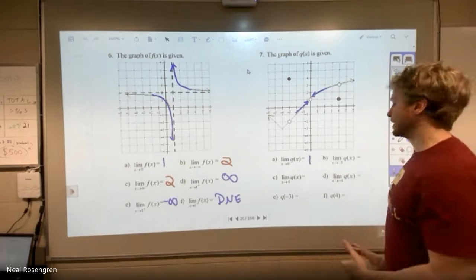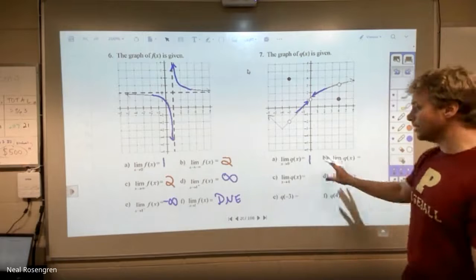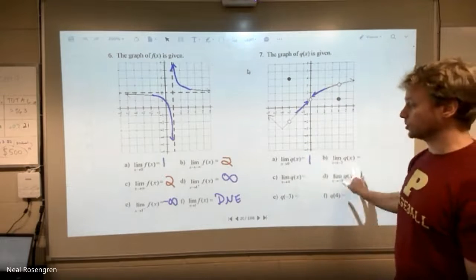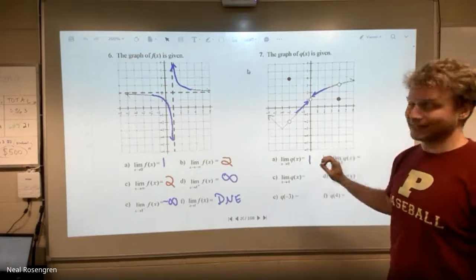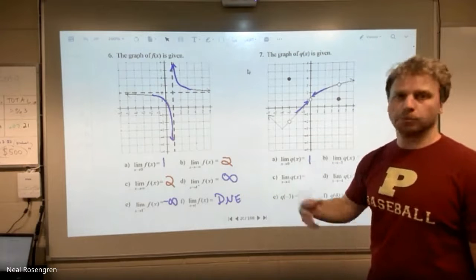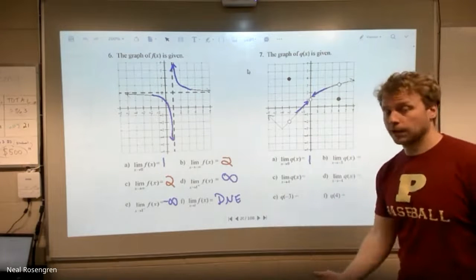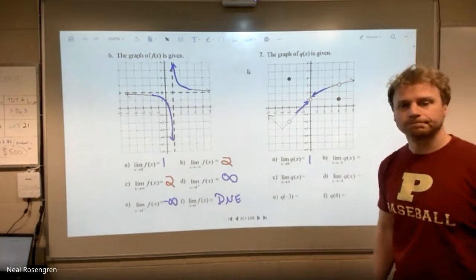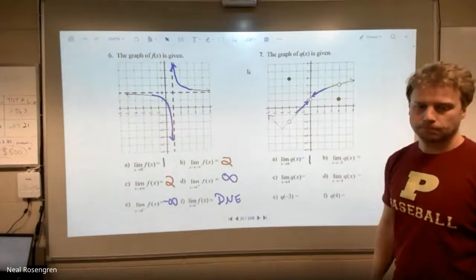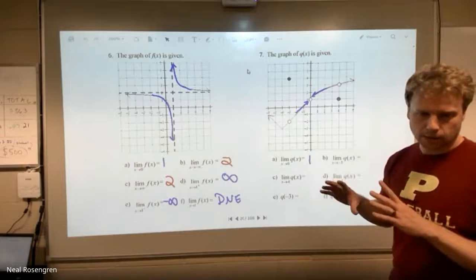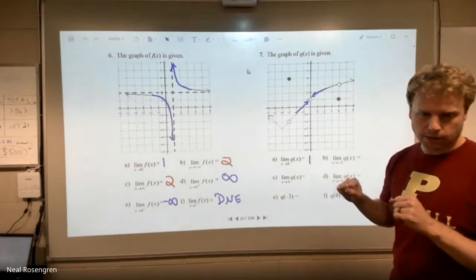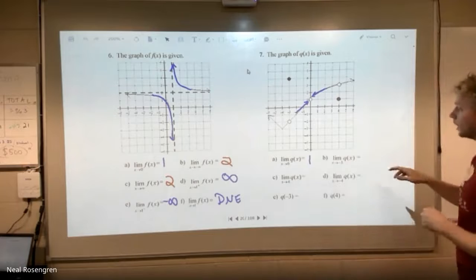And so when it doesn't specify a one-sided limit, and none of these do here in question number 7, these are all just limits, you have to consider both. What am I headed to from the left and what am I headed to from the right? Has that idea sunk in for you guys sitting there? Okay, cool.